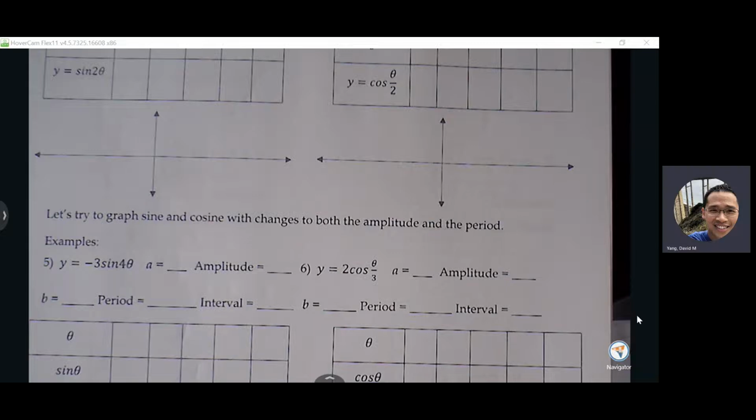So for this graph, normally the cosine graph looks like this. But imagine taking that cosine graph and flipping it to the other side. So this is going to be flipped here. That's going to be flipped here. Right, that's why it continues on.